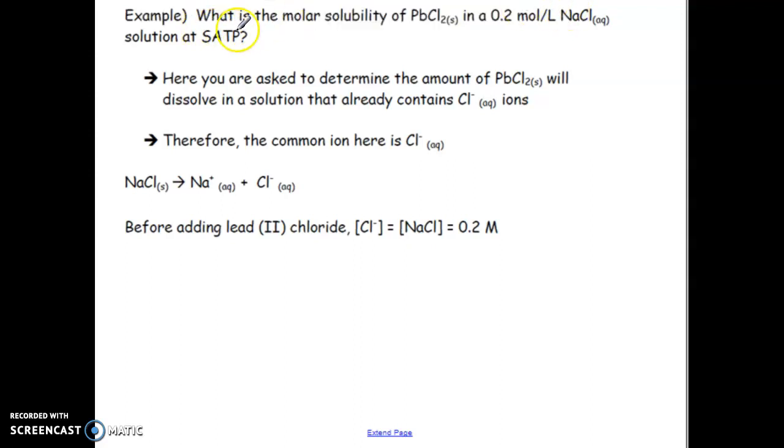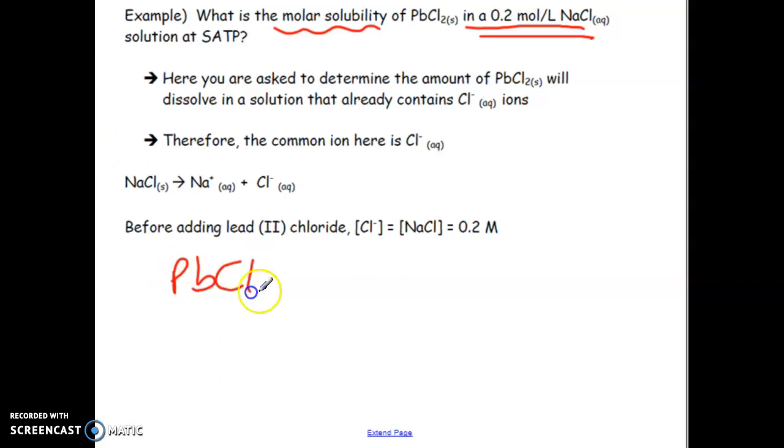It says, what is the molar solubility? So again, we're talking about equilibrium concentration. We want to know what is the molar solubility of lead(II) chloride, but it's not in water. Notice it's telling us that it is happening in a solution of 0.2 moles per liter of sodium chloride at SATP. So we're not dissolving lead(II) chloride in water. We're dissolving lead(II) chloride in a solution that has sodium ions already, and it has chloride ions already.